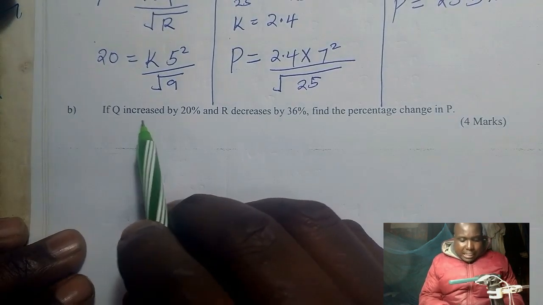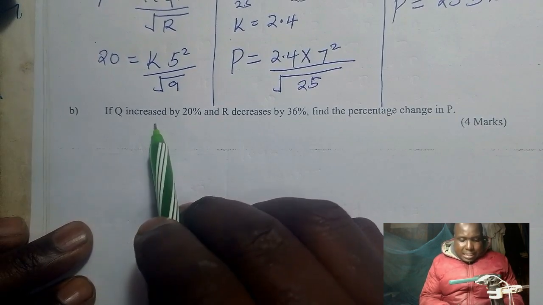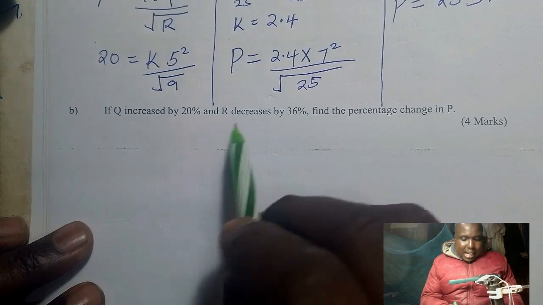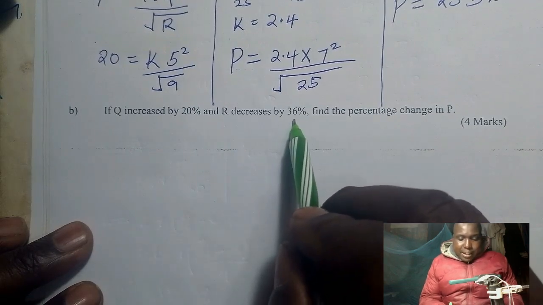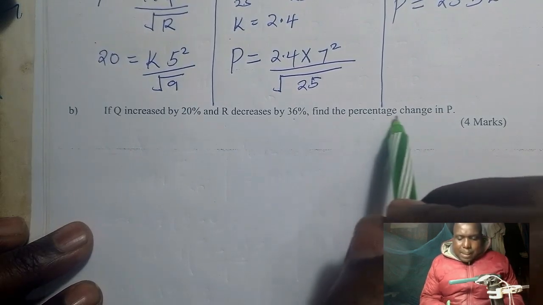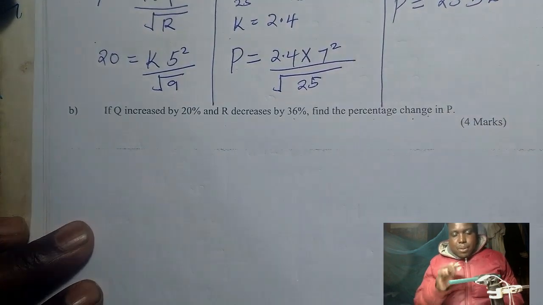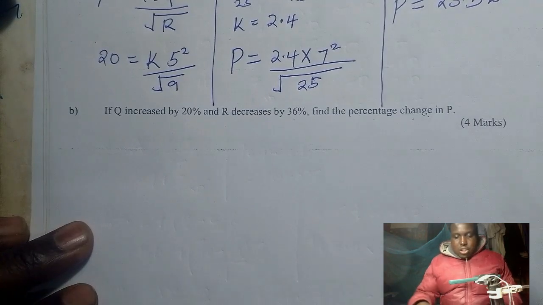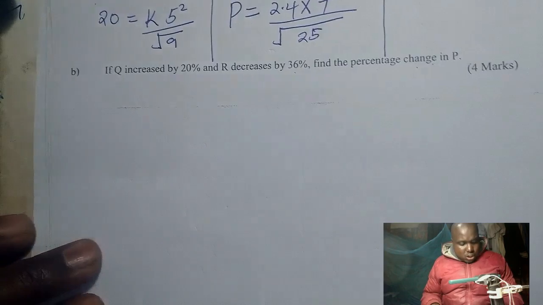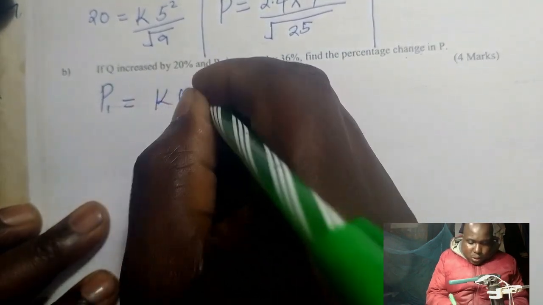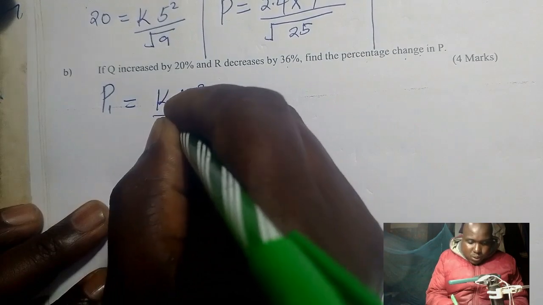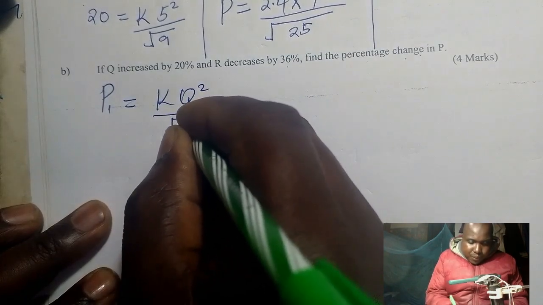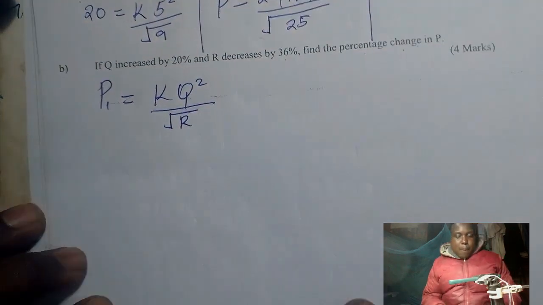If Q is increased by 20% and R decreased by 36%, find the percentage change in P. To get the percentage change, let us give this one as P1, which is equal to K Q squared over the square root of R. That's our P1.